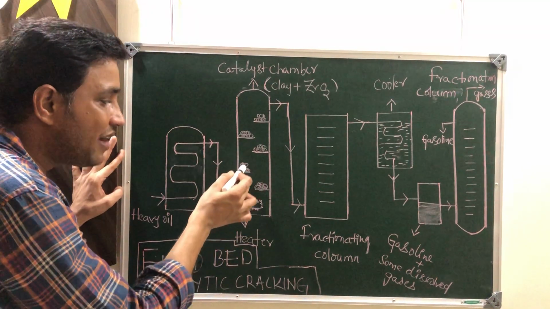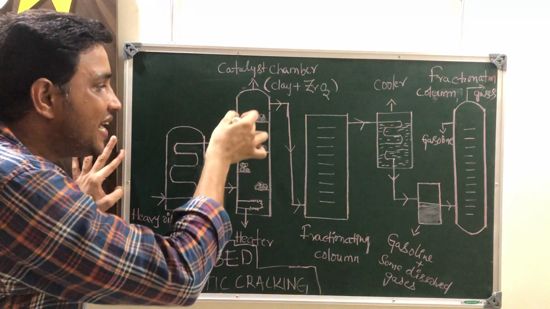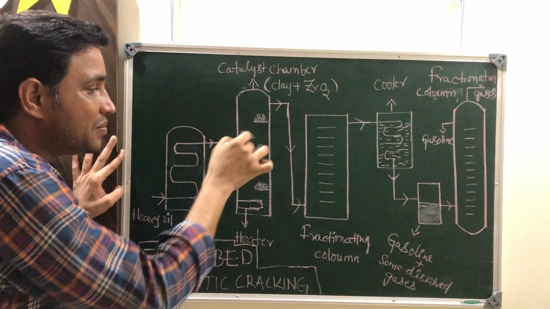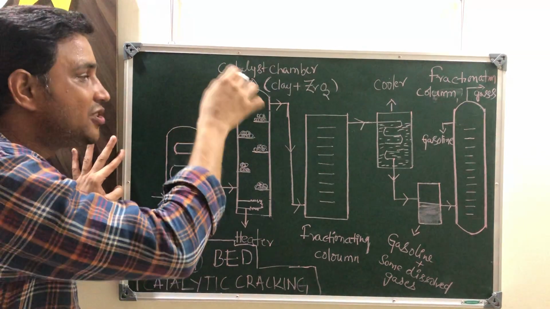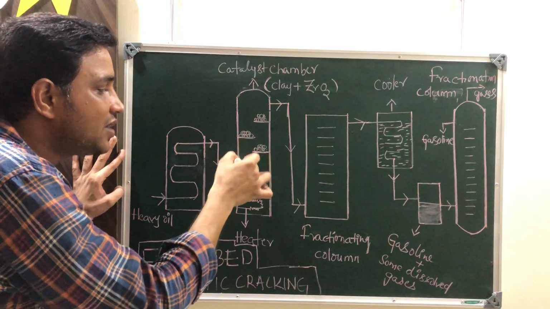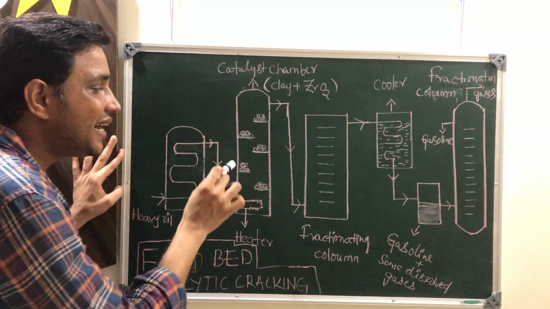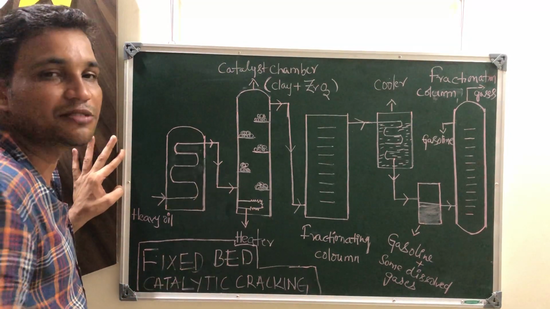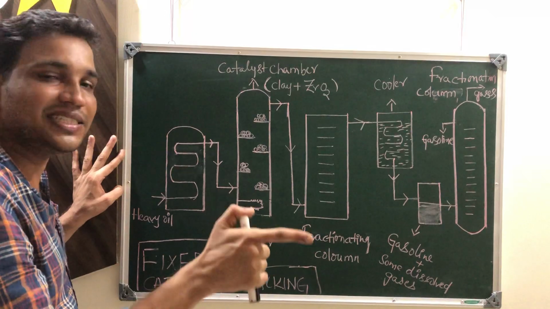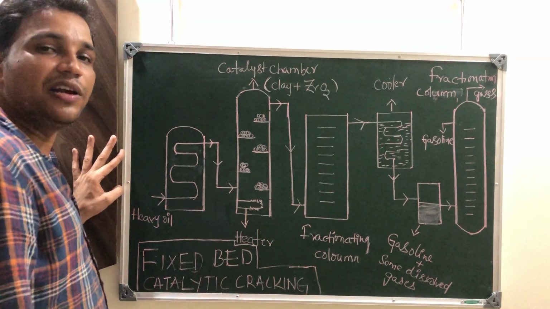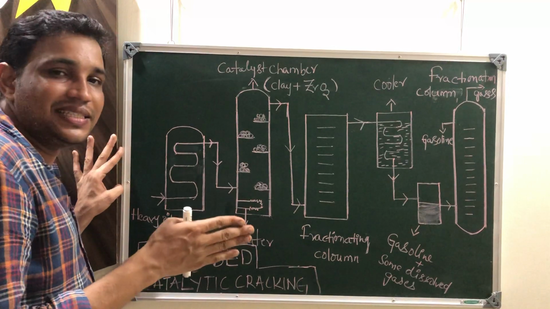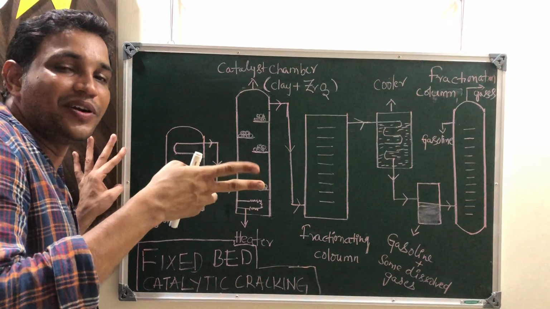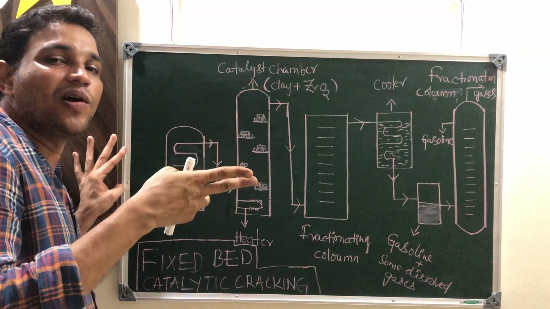Now the formed vapors are circulating in the catalyst chamber, and they will get absorbed on the surface of the catalyst. When they get absorbed on the surface of the catalyst, then catalyzation will take place. That means catalyst will start working. What it will do? Then the catalyst will break down that heavy oil vapors into smaller chain hydrocarbons.